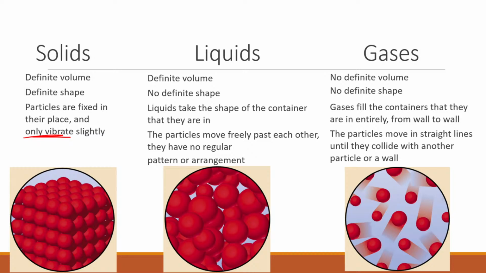They can be compressed down into a small container or let to grow into a big container, right? But they fill whatever container you put them in entirely, from wall to wall, and the particles move in straight lines until they collide with another particle or a wall.